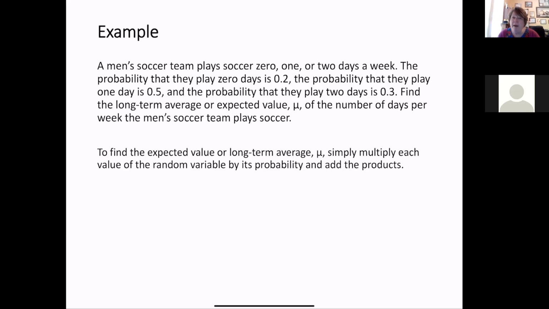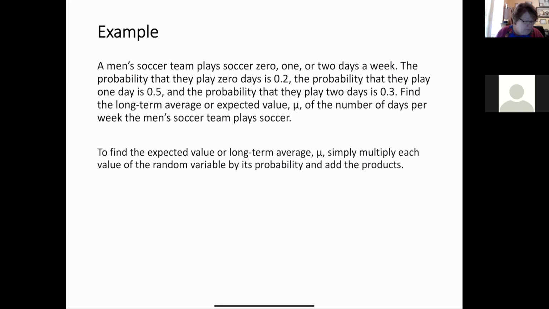Find the long-term average or expected value mu of the number of days per week the men's soccer team plays soccer. So to find the expected value or the long-term average mu, we simply multiply the value of the random variable by its probability and add that up.